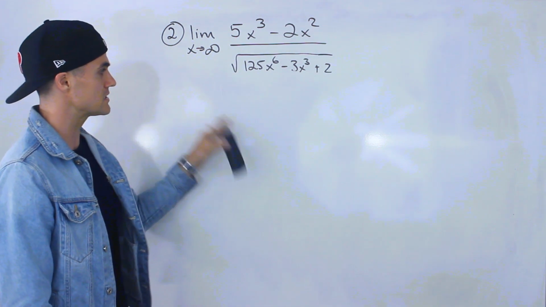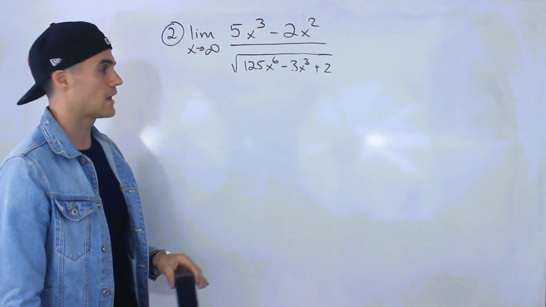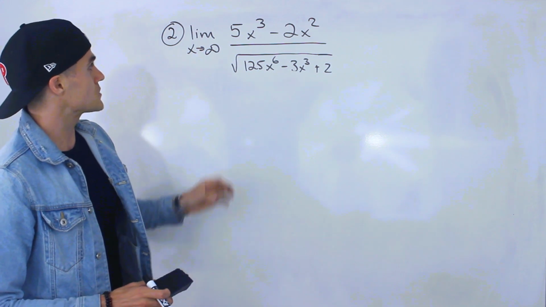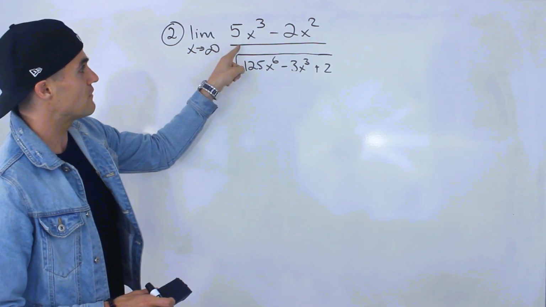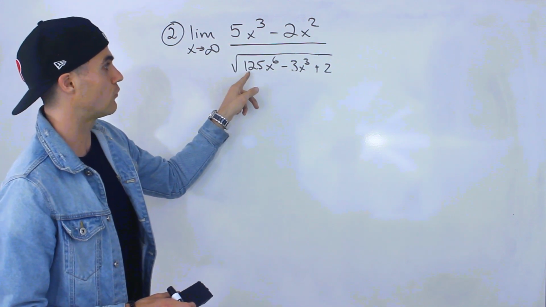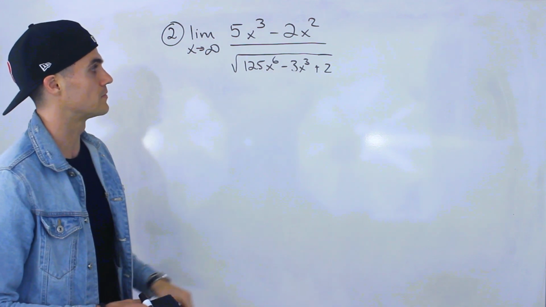Notice that I erased the third limit just to give myself more room for this one, and then I'll rewrite the third limit once we get to it. So we've got the limit as x approaches infinity of 5x to the power 3 minus 2x squared all over the square root of 125x to the 6 minus 3x to the 3 plus 2.